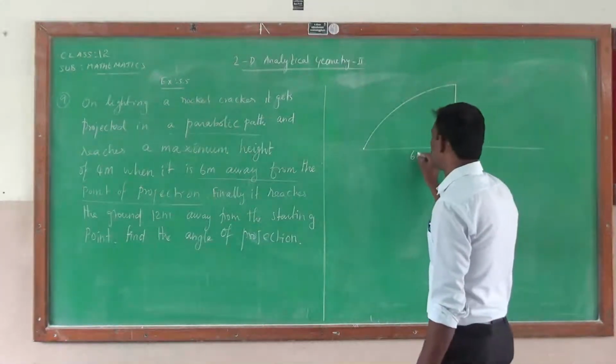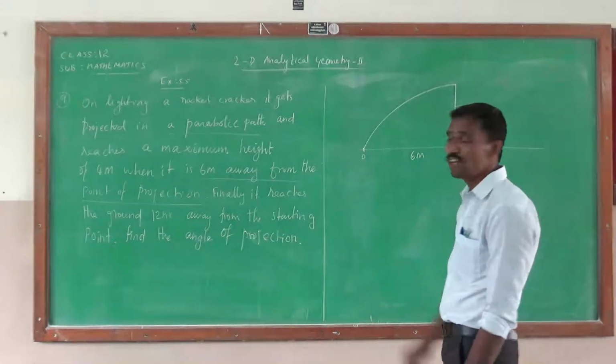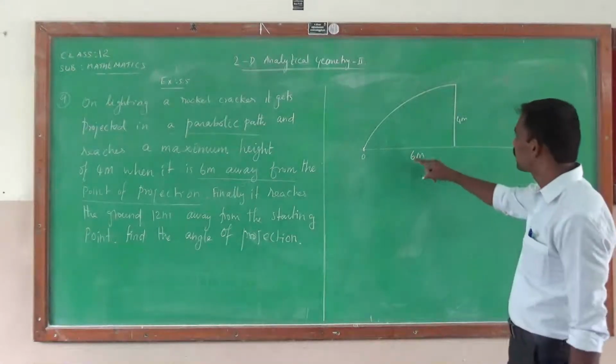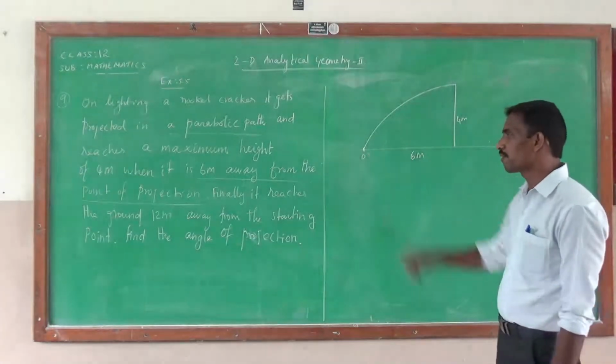So it is 6 meter. This is the point of projection. Let's consider this O is the point of projection and it gets a maximum height of 4 meter when it's 6 meter from the point of projection.